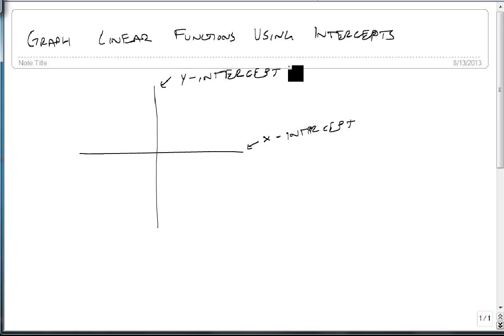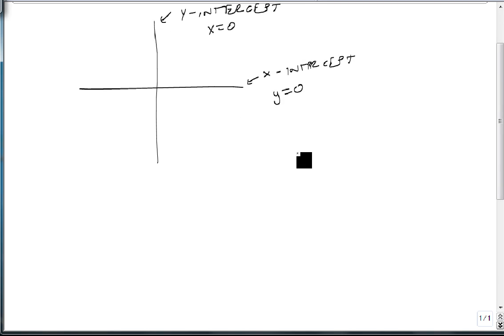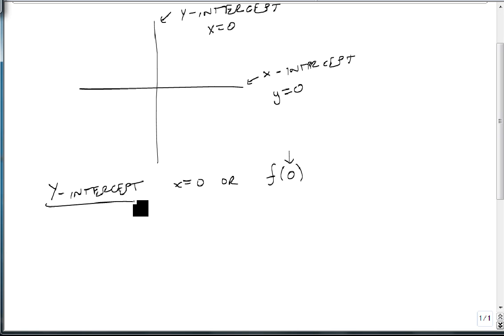And so as we're looking at our functions, keep in mind that the y-intercept occurs anywhere that x equals 0, and the x-intercept occurs anywhere that y equals 0. And since we're talking about functions, this means something specifically. The y-intercept occurs whenever x equals 0, or whenever we take f of 0. So whenever I plug a 0 in, that will give me the y-intercept.